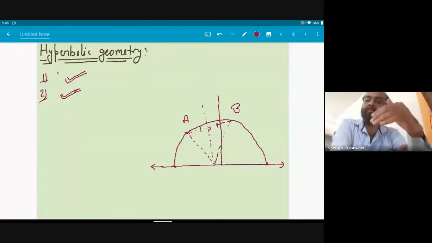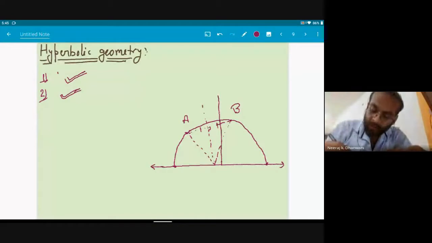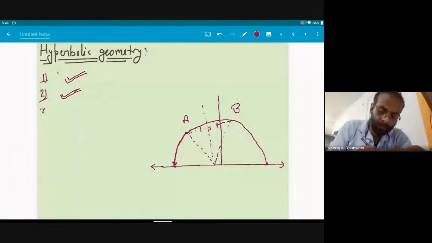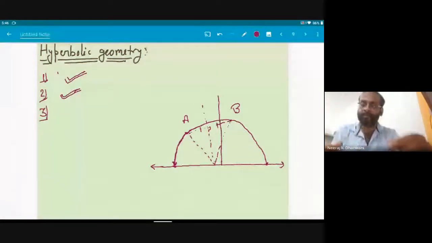This is like a place which you can see but never touch. This is hard to believe, but believe me, whatever distance I define on this, in that distance it will never touch this point. Third, so you can always increase the line.